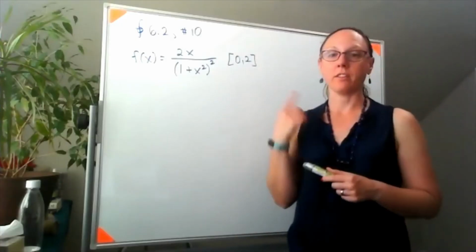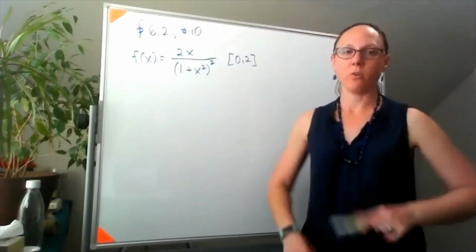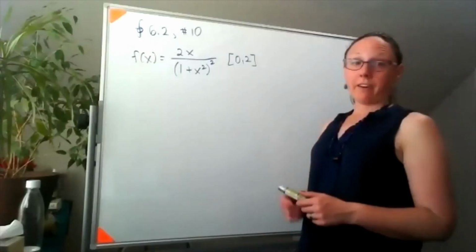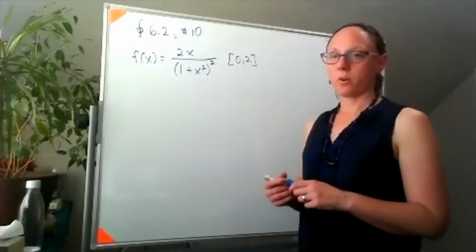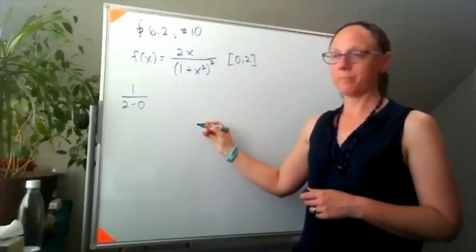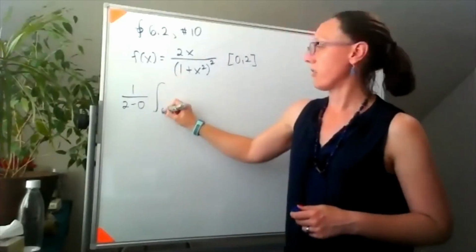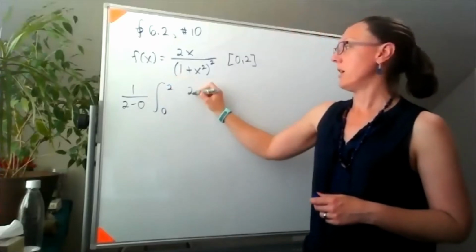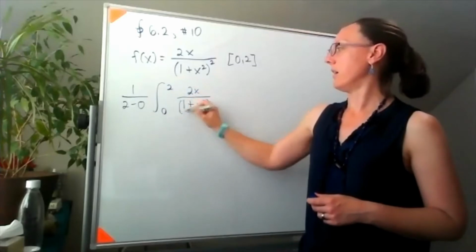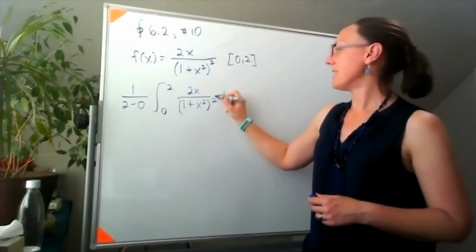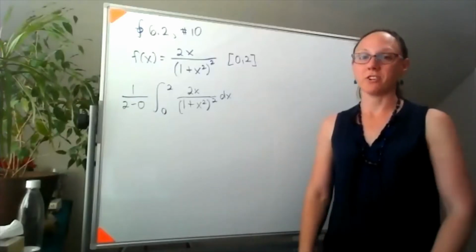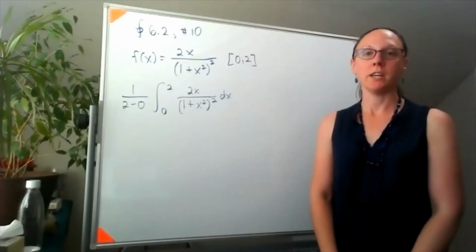So we've been asked to find, the first part is to find the average value, and that should be totally doable without a calculator. If I'm going to find the average value, we're putting that into our formula. So I'm going to have 1 over 2 minus 0 times the integral from 0 to 2 of 2x over 1 plus x squared dx. Now I mentioned before that almost always the first thing I'm looking for is a u substitution.